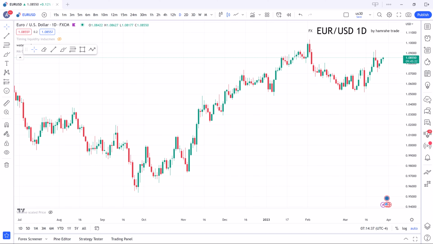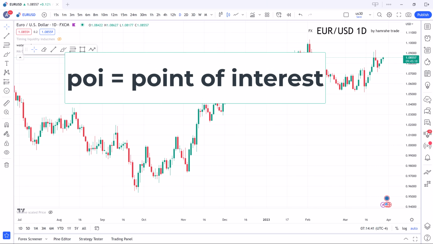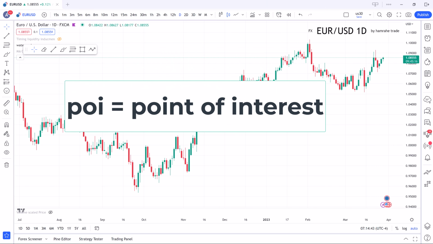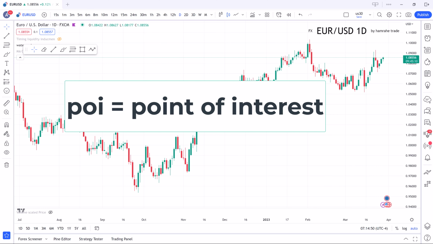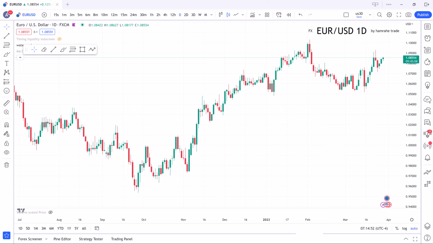I'm going to make a fast, straightforward video about POI timeframes, how we can identify which time frame a special POI is for, and how we can make our entry setups and strategies based on the time frame of that POI and the lower time frames using fractal concepts.